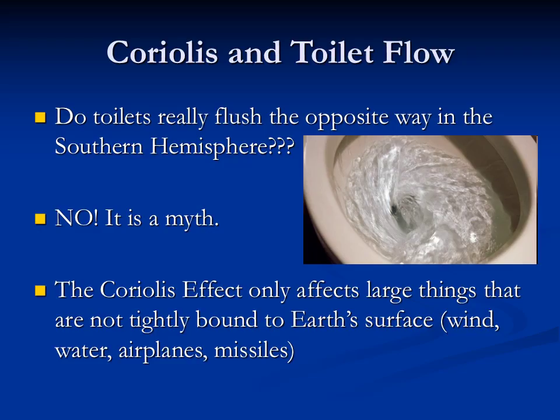Super myth. Do toilets really flush the opposite way in the southern hemisphere? No, they do not. It's a myth. The Coriolis effect only affects large things that are not tightly bound to Earth's surface, like wind, water, airplanes. So pilots have to take the Coriolis effect into account whenever they fly an airplane. So they can't fly straight from one place to another.